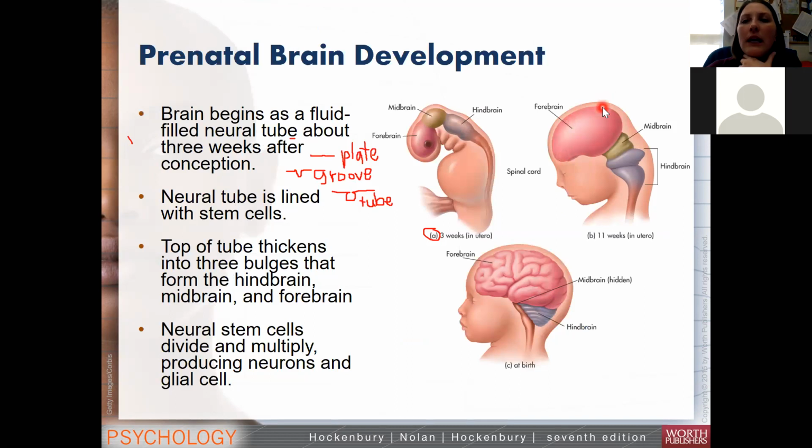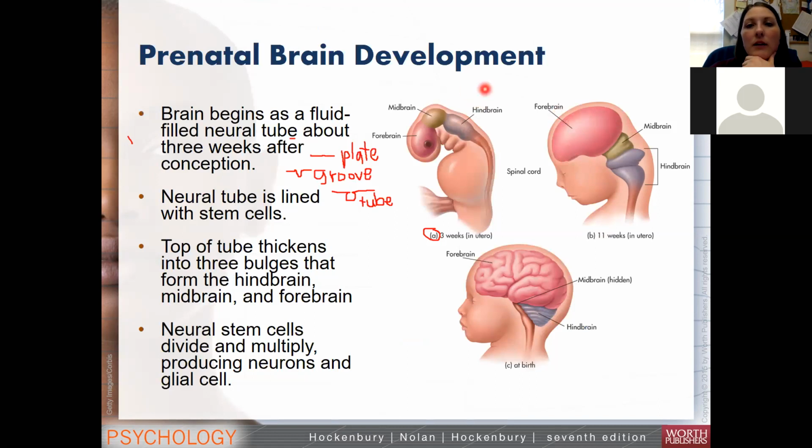Now, here we can see that at this point, this forebrain, which was pink, has taken over. It's bulged and taken over a big portion of the brain. And what this becomes is your cerebral cortex. It becomes all the cortex outside of your brain. And so here your forebrain starts to get bigger by 11 weeks. Then the midbrain is still visible.